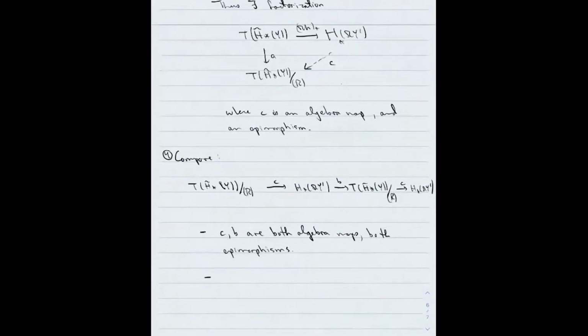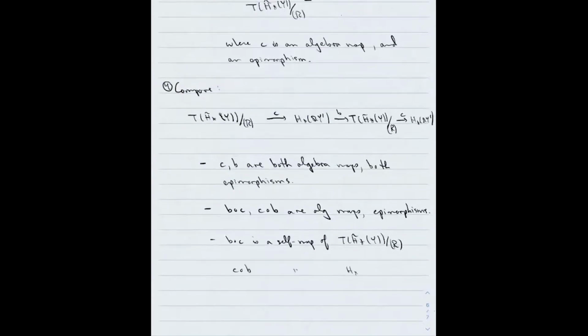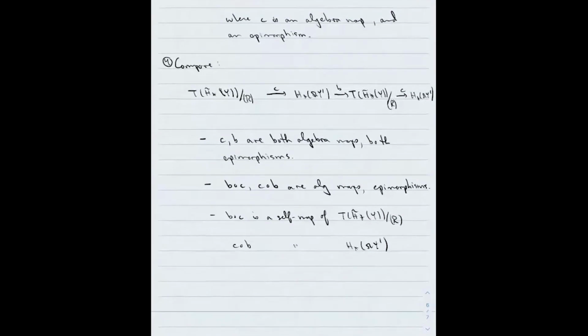So that says that when you look at the composites, B composed with C and C composed with B, these are algebra maps and epimorphisms. Now, B composed with C, so first do C and then do B. So that's a self-map of this tensor algebra quotiented out by an ideal. And C composed with B is a self-map of the homology of loop Y prime. Both are epimorphisms, right? So if you have an epimorphism, a self-map from a finite type module, which is an epimorphism, it must be an isomorphism.